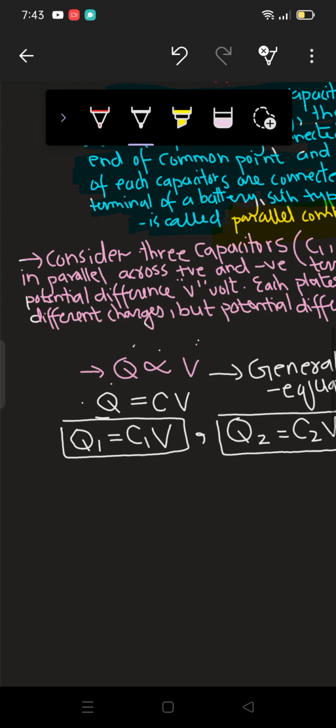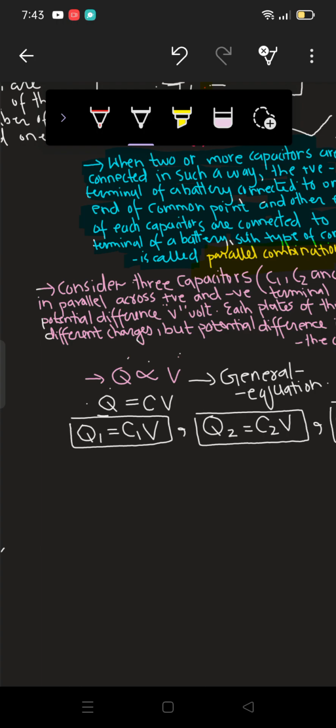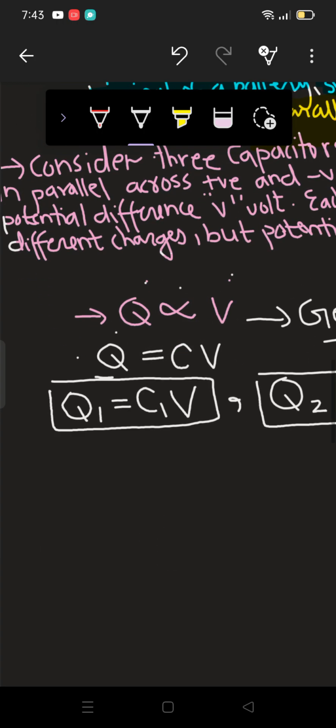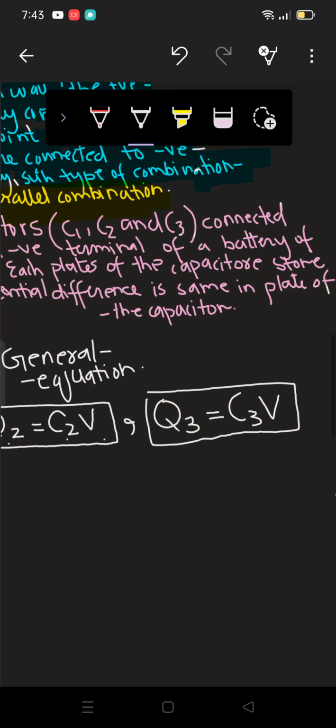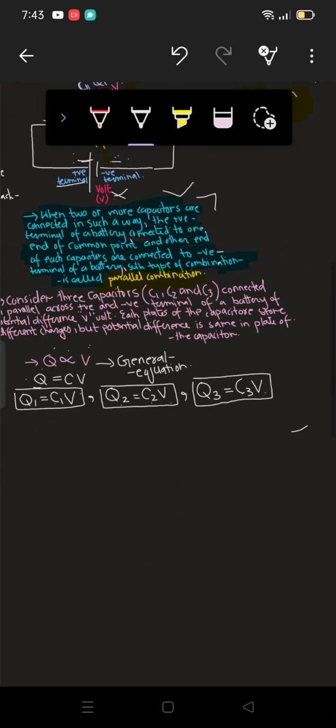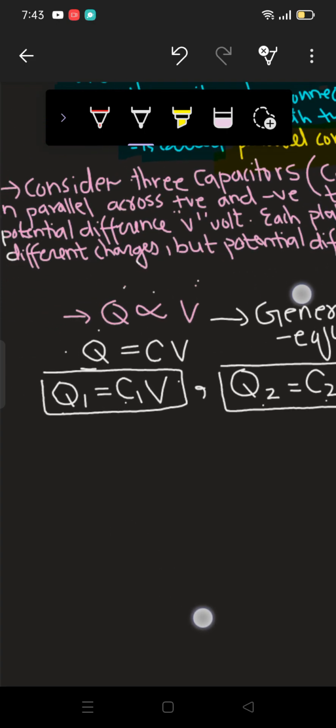We know that the charges would be different on each capacitor when they are connected in parallel. So if I want to find the charge on the first capacitor, Q1 is equal to C1V, since the same potential difference is provided to each capacitor. Q2 is equal to C2V. Again, Q3 is equal to C3V. In today's video, we're going to discuss what the total charge stored on the capacitors would be equal to.